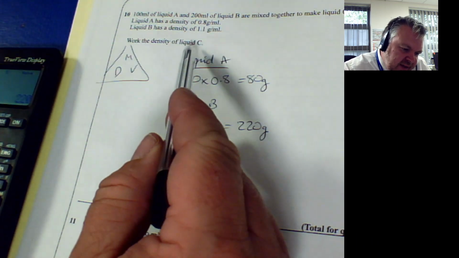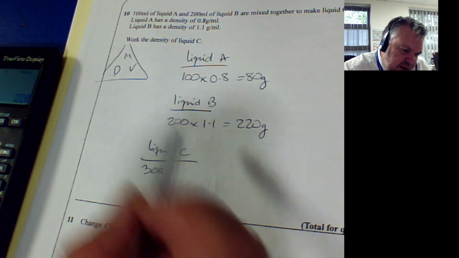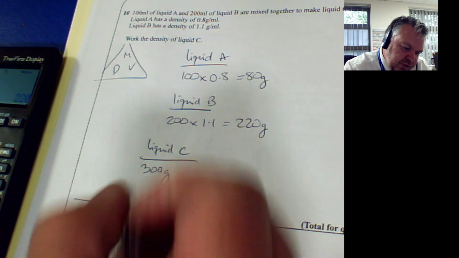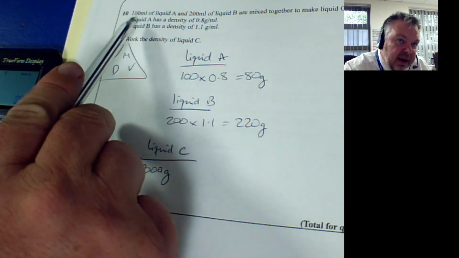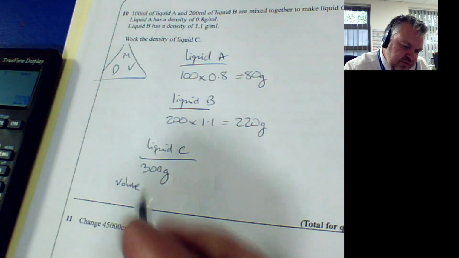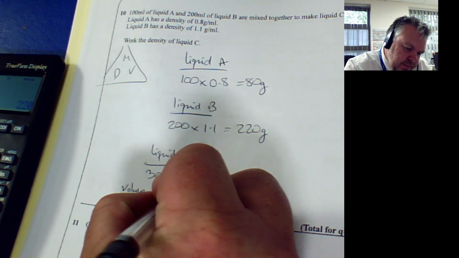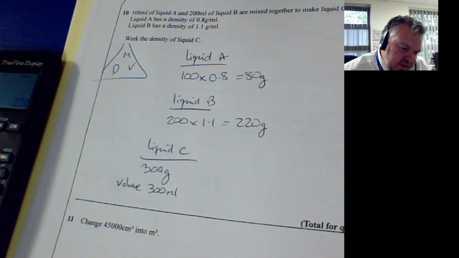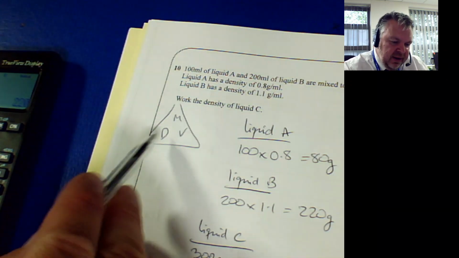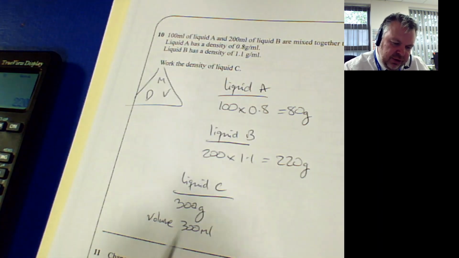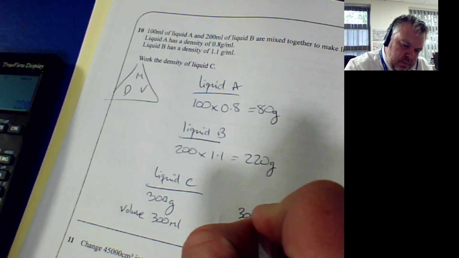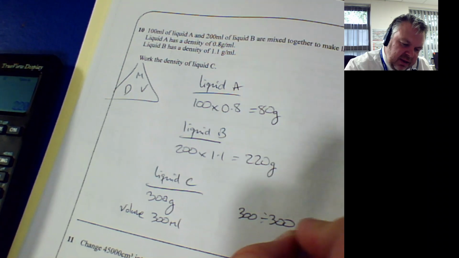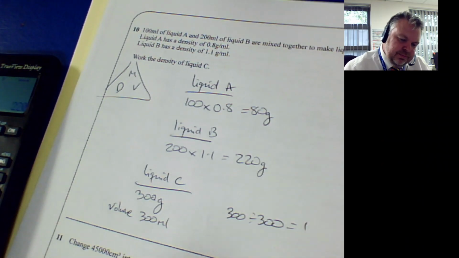We're trying to work out the density. I've got 300 grams, and I also know the volume. The volume is when I've combined the two liquids, 100 ml and 200 ml, which is 300 ml. And I want to work out density. So looking back here, I'm doing mass divided by volume. 300 divided by 300, which I'm not going to use my calculator for because it's just 1.